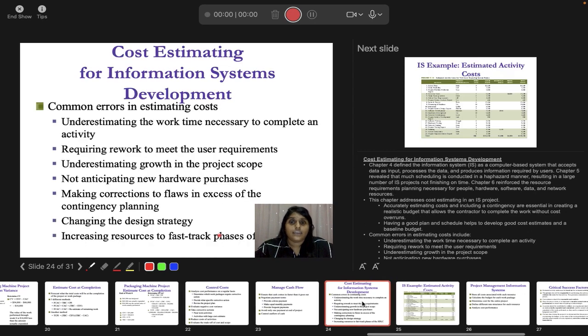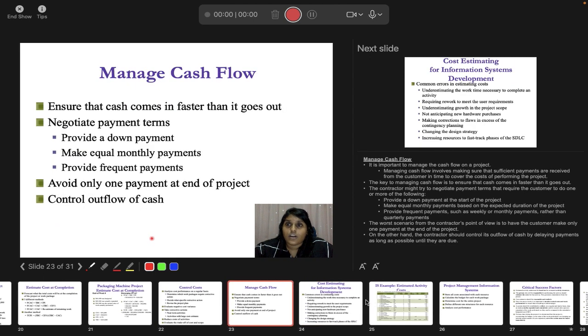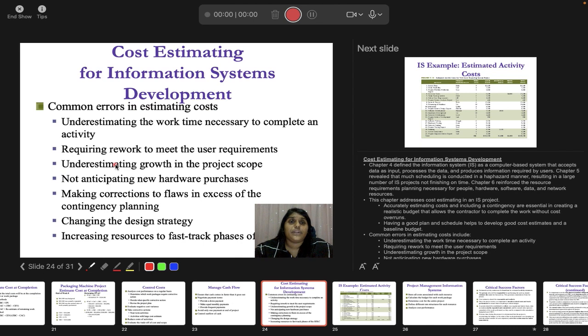Okay, and then you have cost estimating for information systems. Common errors in estimating cost. Okay, when you are doing an estimation, you will have several errors, and these errors are based on underestimating the work time necessary to complete, requiring rework to meet the user requirements, underestimating growth in the project scope, not anticipating new hardware purchases, making corrections to flaws in excess of the contingency planning, changing the design strategy, and increasing resources to fast track a phase of the SDLC. Okay, so all this is the common error when you are estimating your cost.